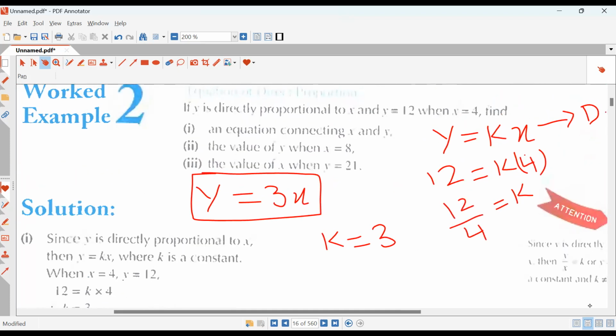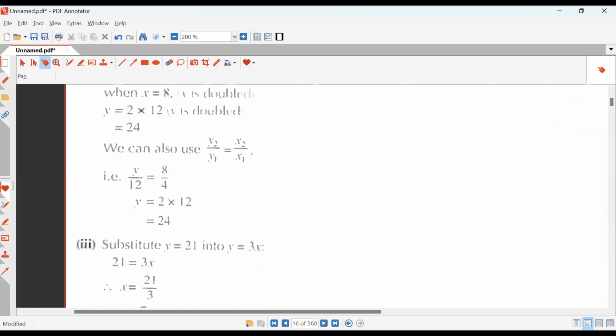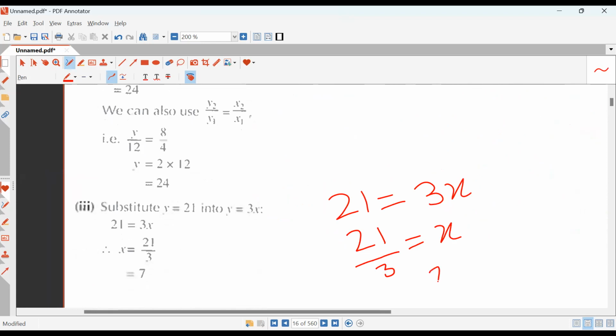Then it says, what's the value of x when y equals to 21? Similarly, I can substitute y as 21 into y equals to 3x. So if y is 21, it's going to be 21 equals to 3x. 21 upon 3 equals to x. X equals to 7. This is going to be my final answer.